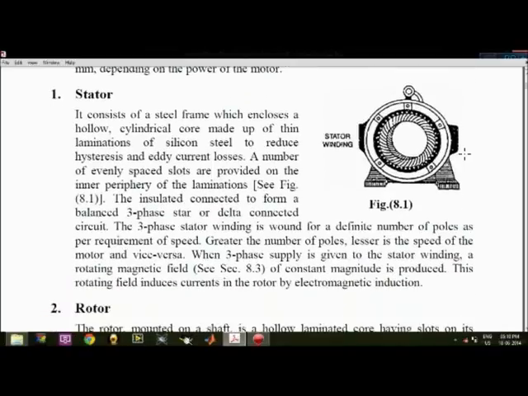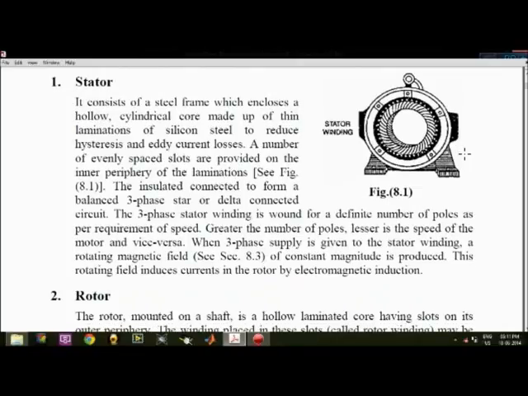Now let's talk about the stator. It consists of a steel frame enclosing a hollow cylindrical core made up of thin laminations of silicon steel. The windings are connected to form a balanced three-phase star or delta connection. The three-phase stator winding is wound for a different number of poles as per the requirement of the speed, and the greater the number of poles, the lesser is the speed of the motor. So you are aware of this formula, the relation between poles and the speed.